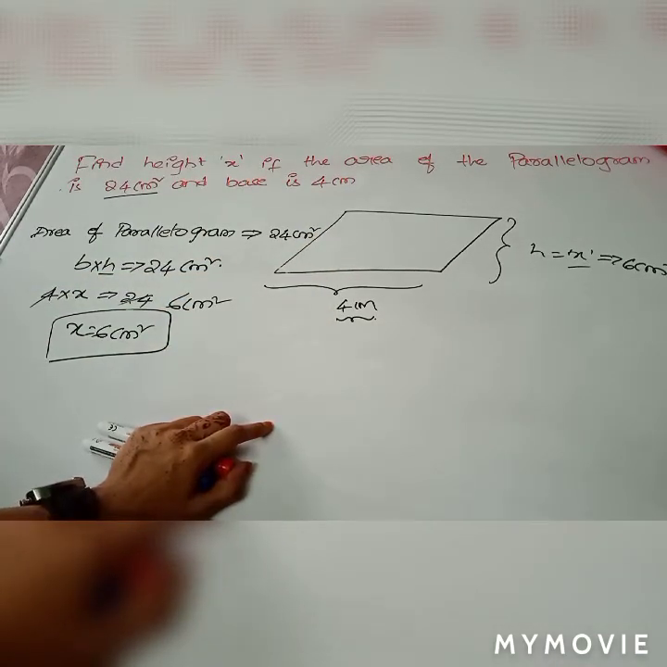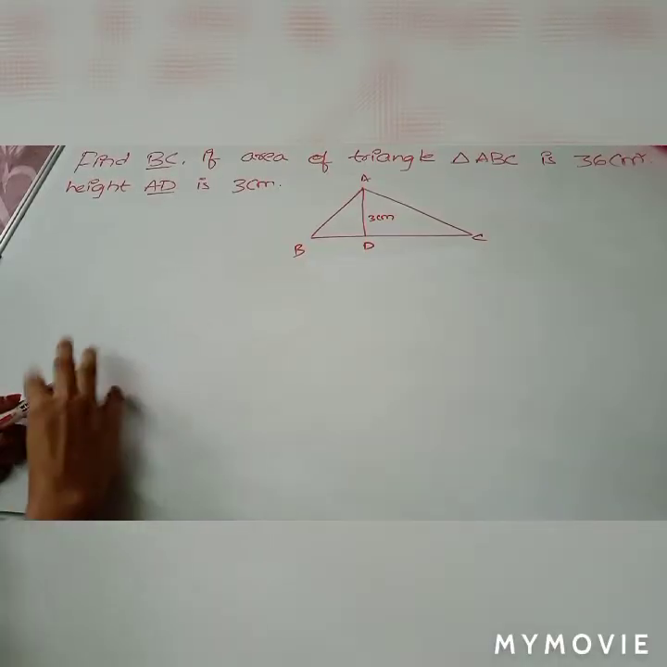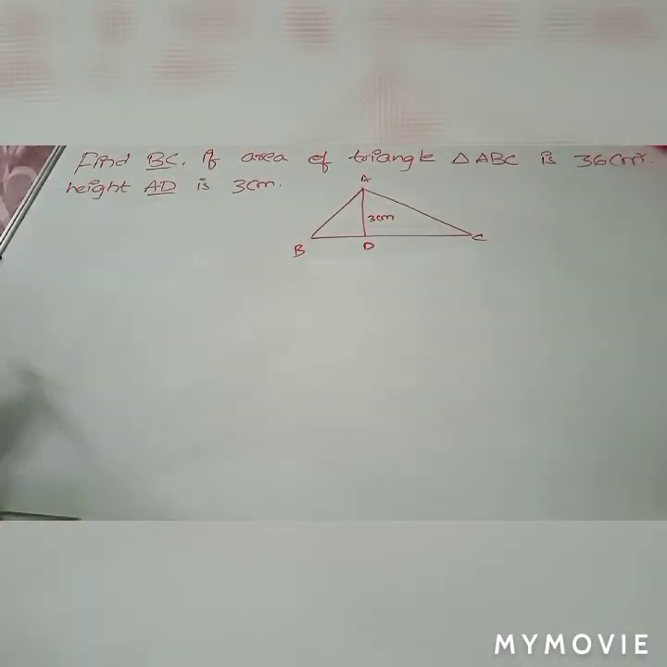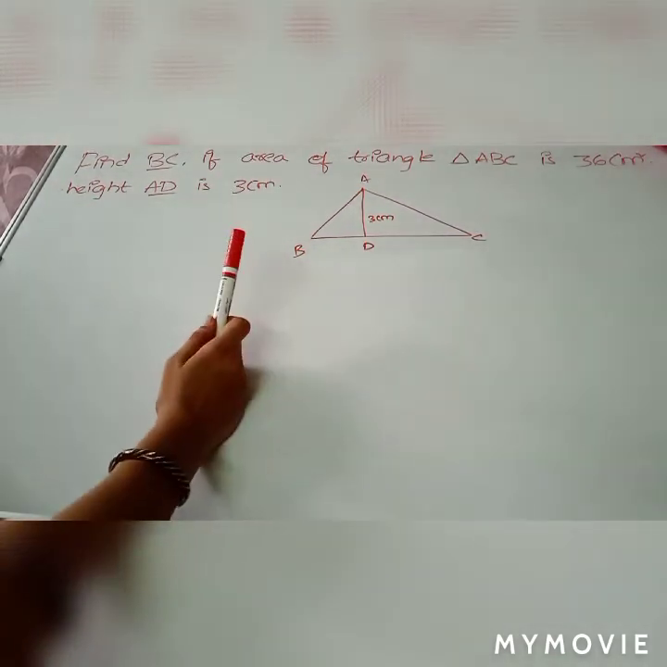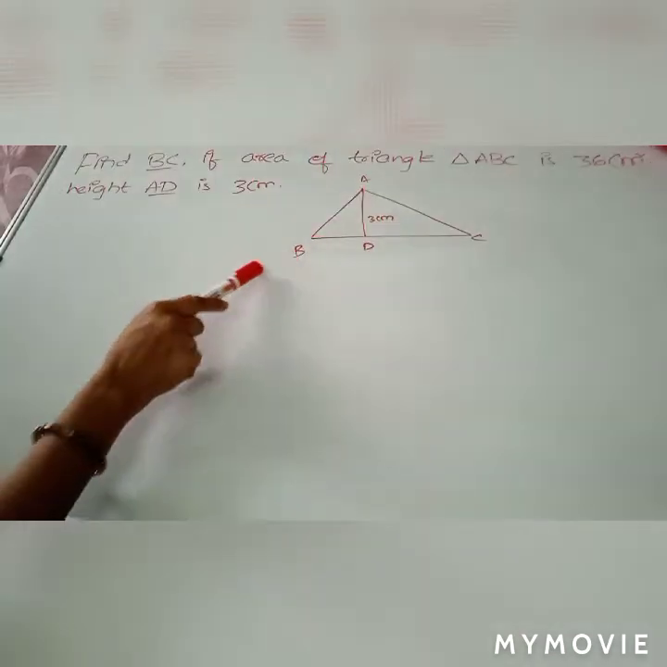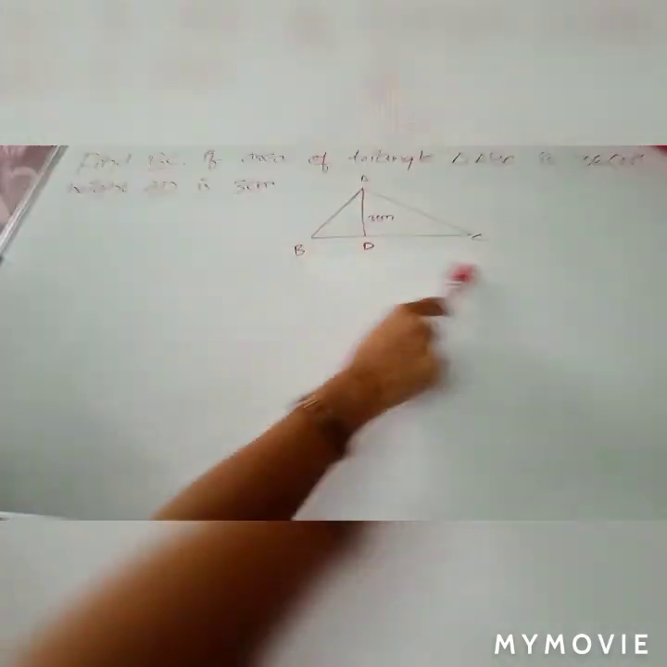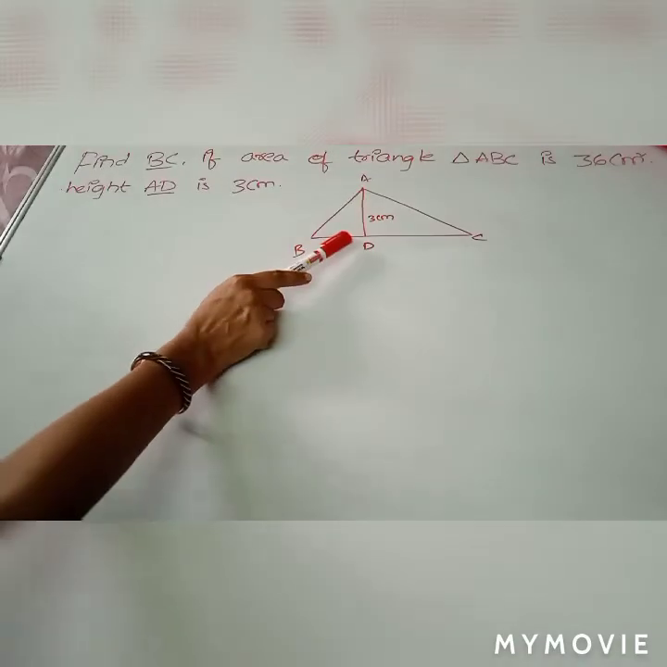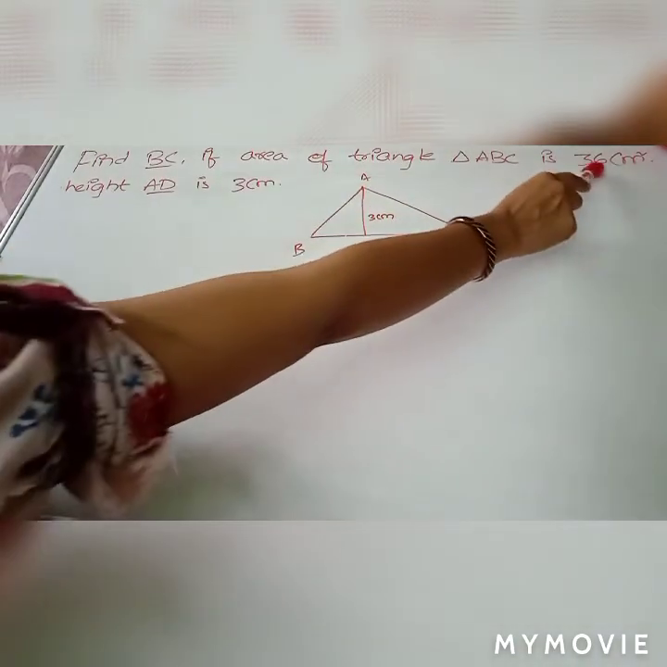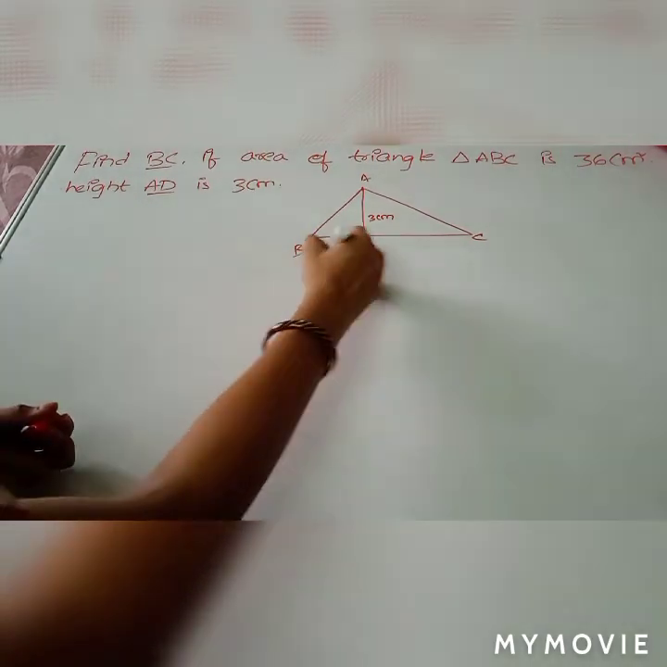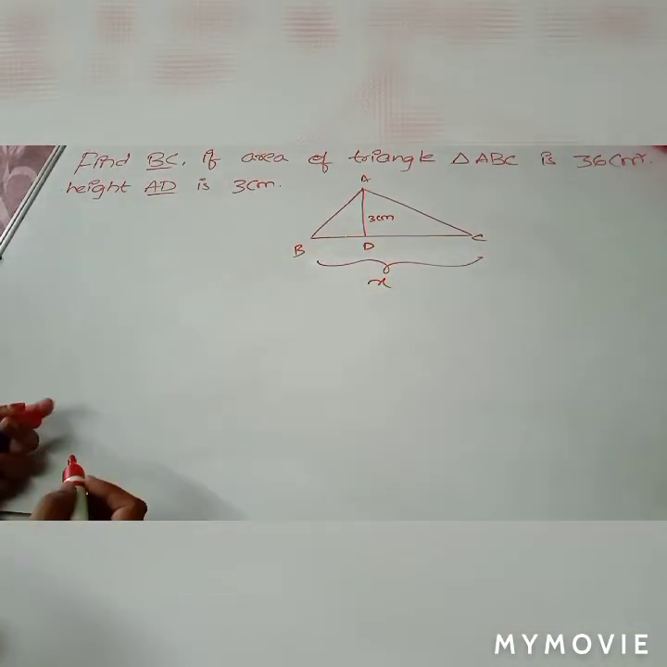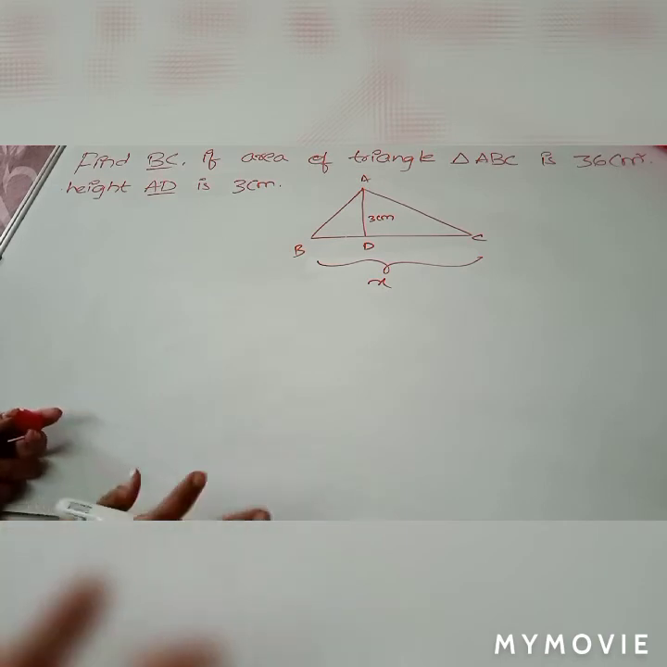Up to here clear? Problem on triangle. Find BC if the area of the triangle is 36 square centimeters and the height is 3 centimeters. This is the triangle. Given that height AD is 3 centimeters and the area of the triangle is 36 square centimeters. We need to find the base BC, say as x.